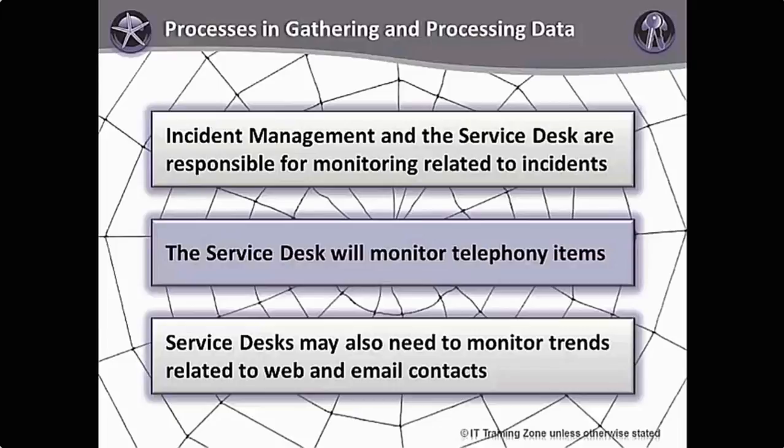The service desk is a single point of contact. It will monitor telephony items such as call volumes, average speed of answer, and call abandonment rates. This is so that immediate action can be taken when there is an increase in contacts to the service desk. This would also apply to those service desks who provide support via email and via the web. Data would come from email or web monitoring rather than telephony monitoring systems.